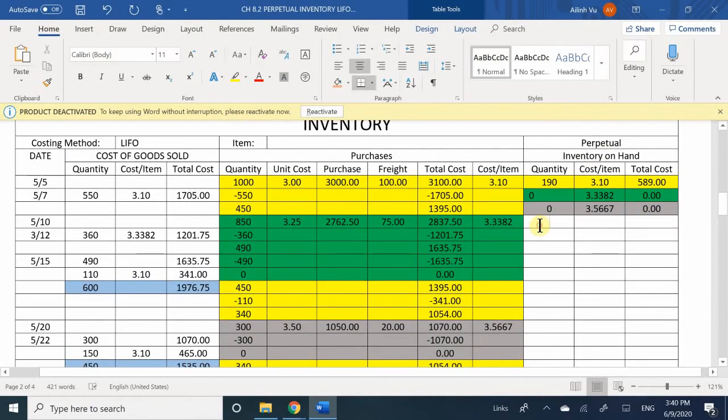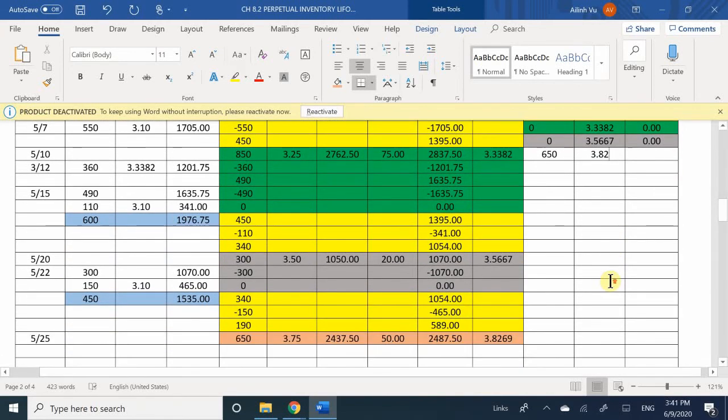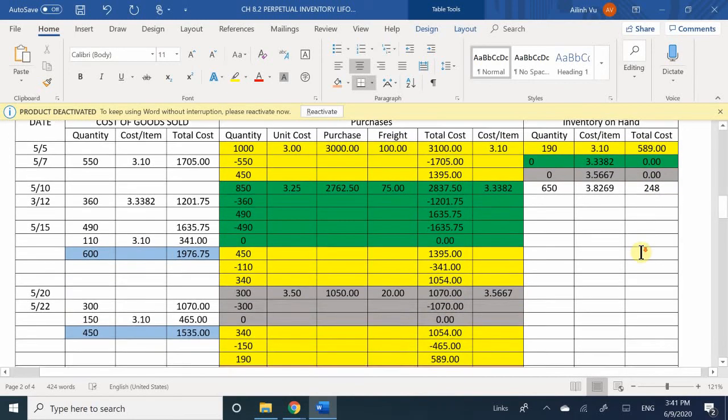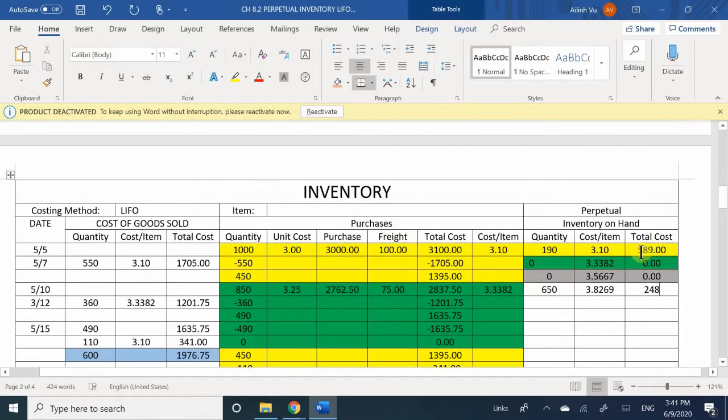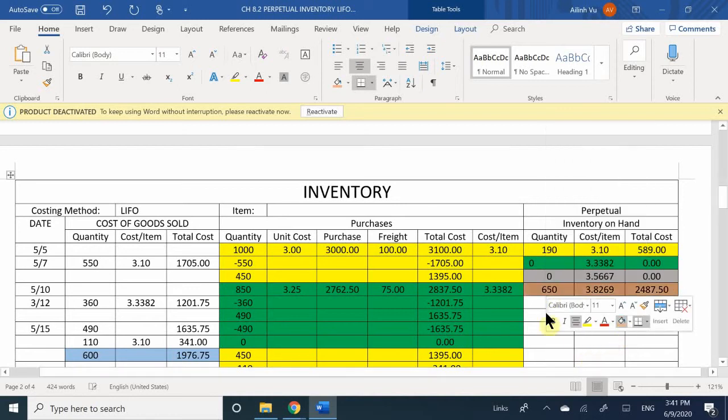All right, now we have to add this back here. 650 at $3.82. Is it 8269? 8269. And it's going to cost me 2487.50. Okay, good. I'm going to highlight that and I'm going to change it to this nice salmon color.